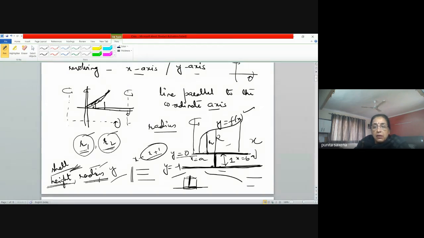So radius is along x, and height is perpendicular to that. Your cylindrical shells could be this also. So here your radii are along y and height is along x. So that you have to identify, and it all depends upon the axis of revolution. The logic to be applied there is this only, where you have to just measure the distance. How much distance?